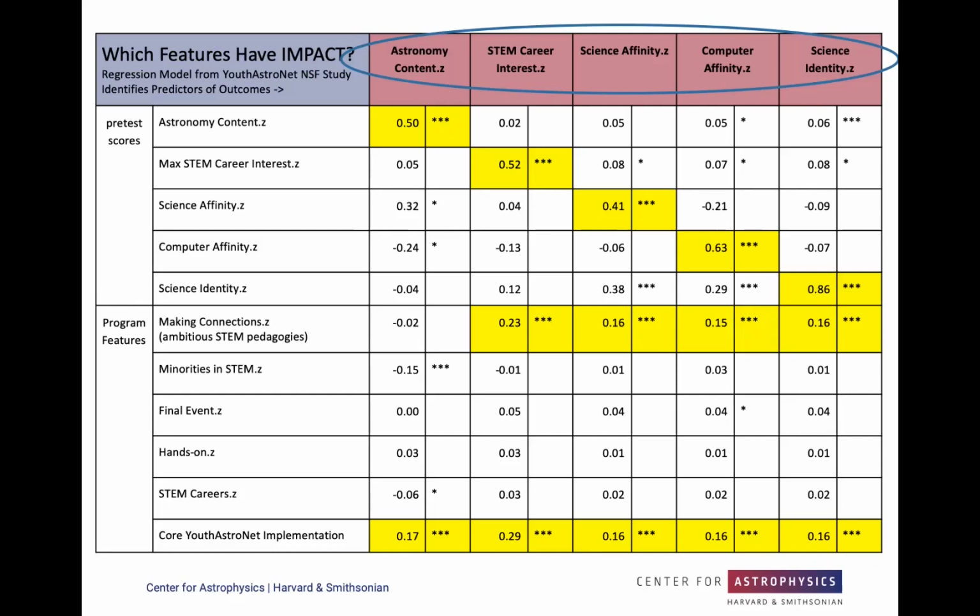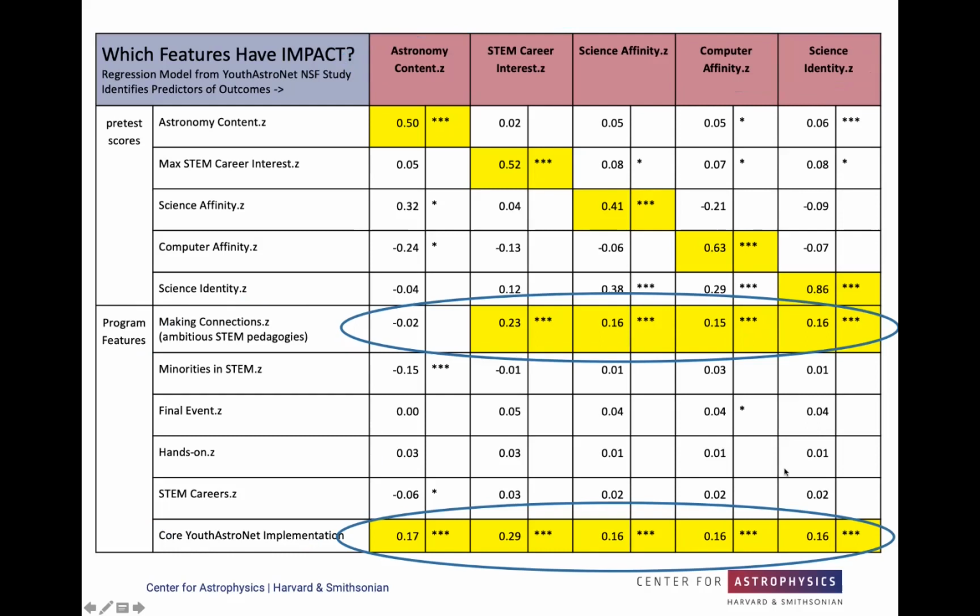So things from participating in lots of hands-on activities to interacting with STEM mentors. And so we hypothesized that all of these strategies would support learning outcomes. But in fact, what we found was that there were two groups of experiences that really supported significant gains in our outcome variables. One was what we call core Astronet implementation, which was the degree to which kids reported using robotic telescopes, working with images, making measurements from images, and asking questions.